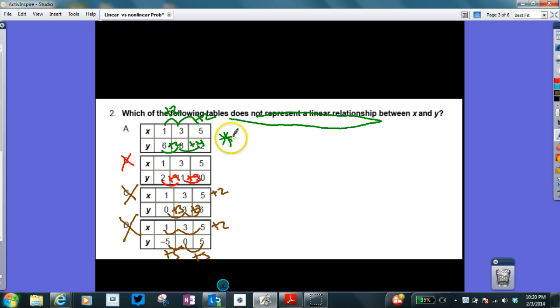Now we can go back up to the one we marked because we want to test them all to make sure. The rate of change from 6 to 8 is 2, but from 8 to 12 is 4. So in this case, for number 2, the only one we can use there is A.